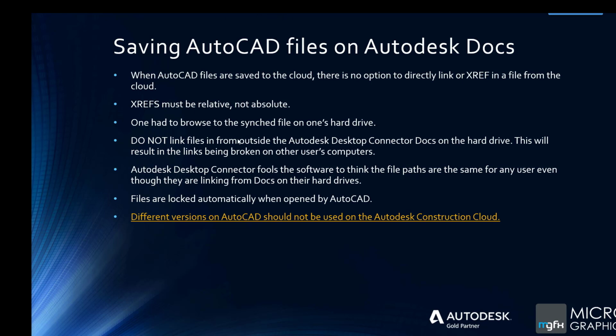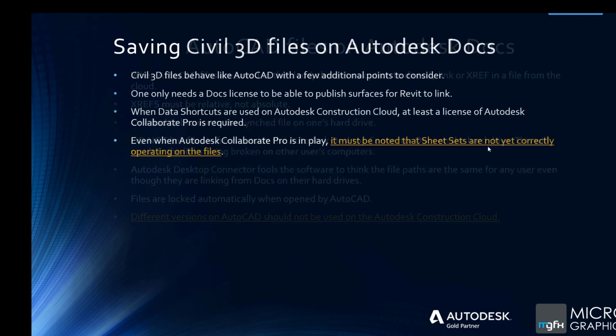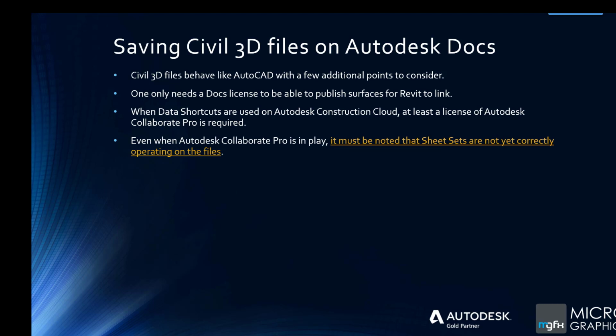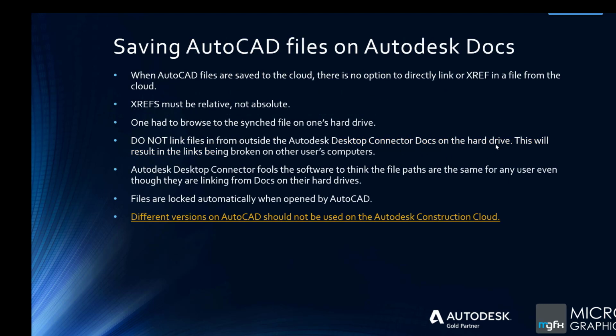Then do not link files from outside the Autodesk Desktop Connector docs on the hard drive. That's true, of course, unless it is a point cloud or an extremely large file, which you will save onto your hard drive. Otherwise, it must be synchronized to the cloud. And if you do host files on your local area network and then you just link them into your file, then the other users won't be able to access them. All right, it's as simple as that.